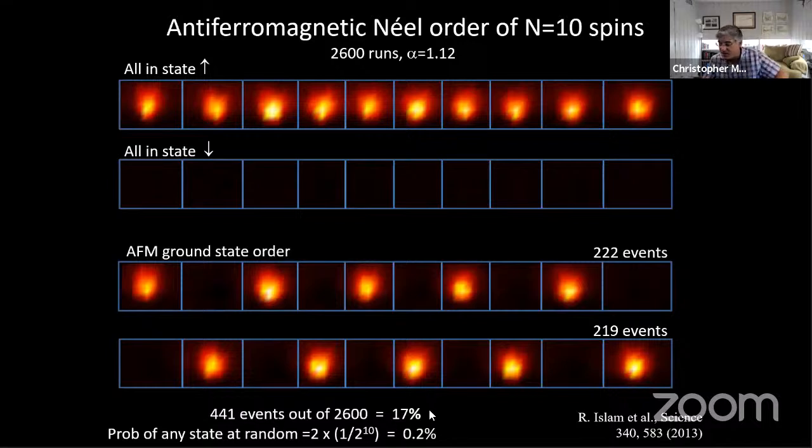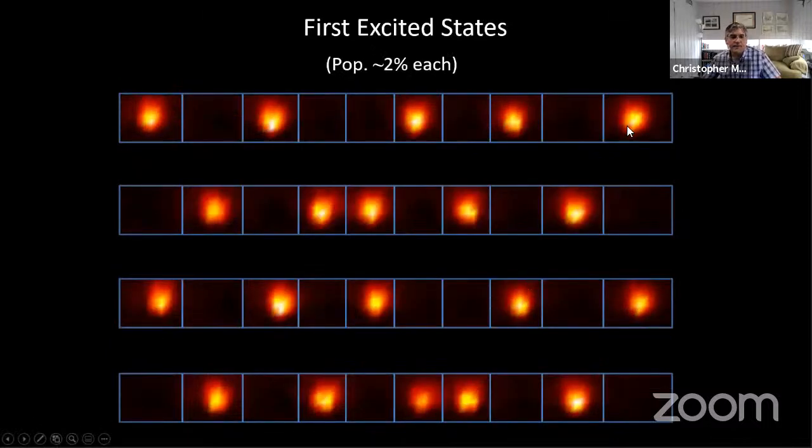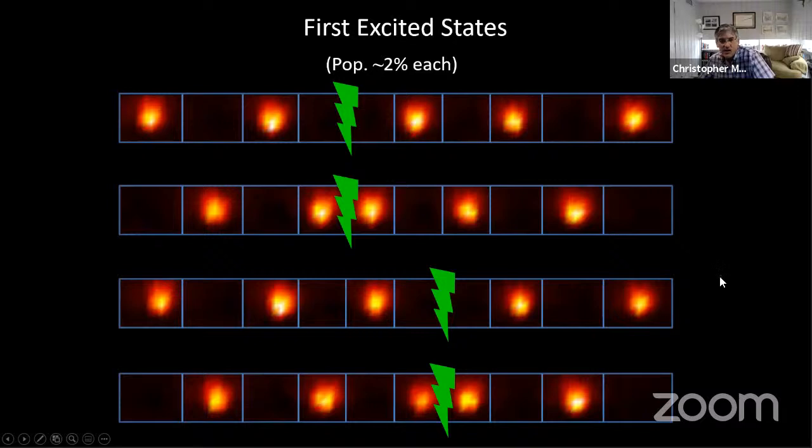But there's a lot more information here. We have 2,600 runs. We have every single run. So what else happened? What about the other 83%? About 8% of the time we saw one of these. What do we have here? It's almost Néel ordered, but we see domain walls. We see a domain wall here and here, and here and here. These should all be degenerate. There's a left-right symmetry, and there's an up-down symmetry as well. There's not translational symmetry. Remember, the ions are not equally spaced, but there is a left-right symmetry. So we should see those about 2% each.